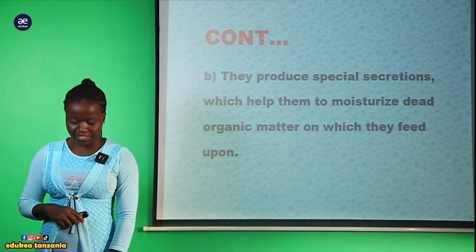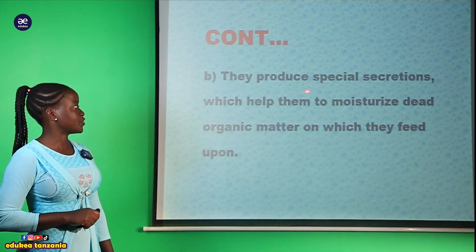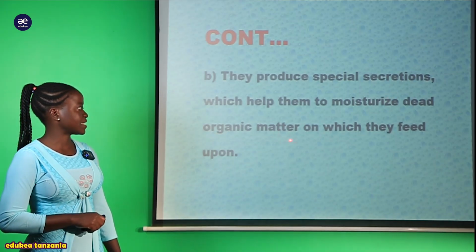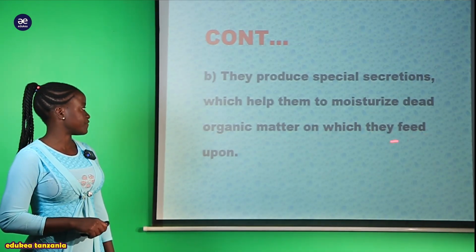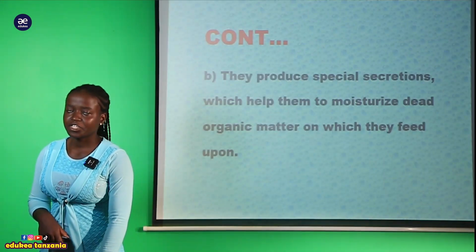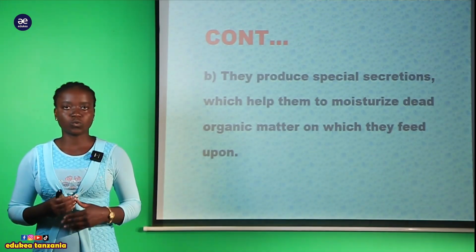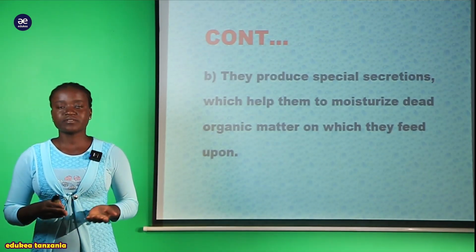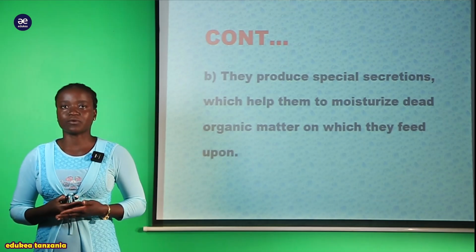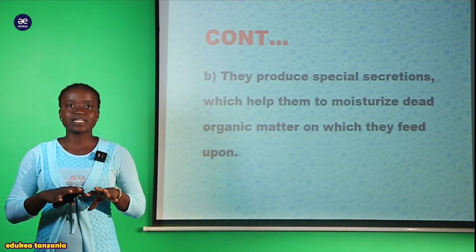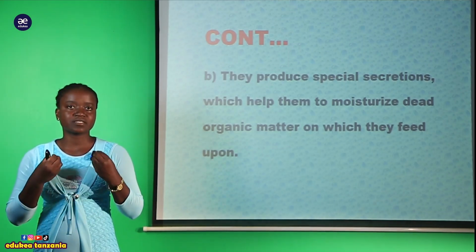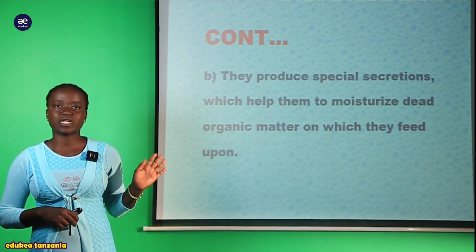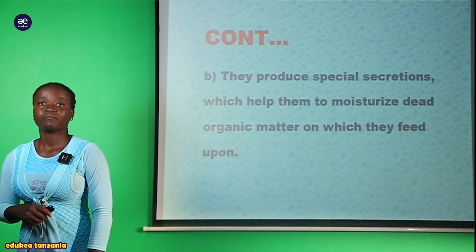And also apart from that, this organism, we can say that they produce special secretion which helps them to moisturize dead organic matter on which they feed upon. Kwa hiyo ina maana hawa organism pia kama pale wanahitaji kupata chakula, we have said that this organism they feed on dead organic matter. Kwa hiyo sasa they secrete a special chemical. Hiyo special chemical ndiyo ambayo itaenda kulainisha kile chakula so that it can be easy to swallow. So that is the adaptation of this organism to live within the environment.